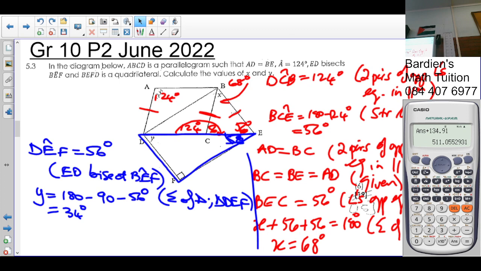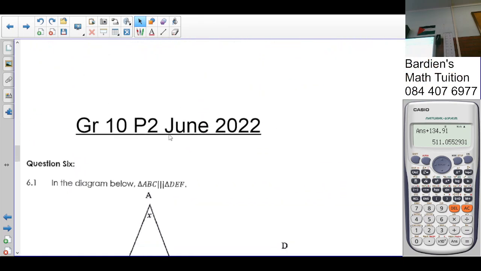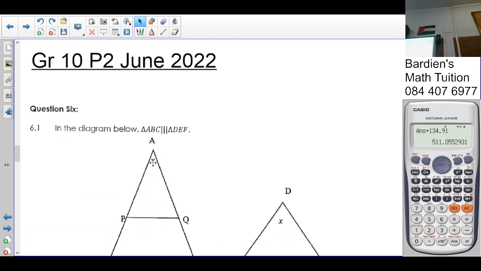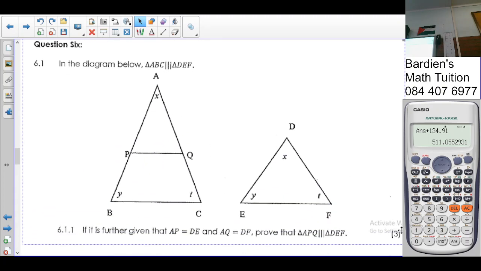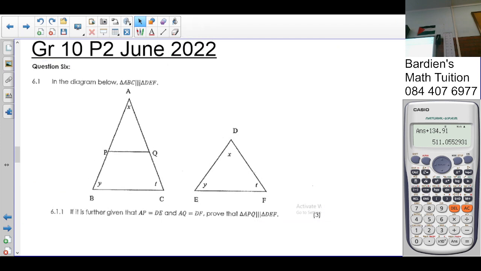Okay. This was a nice one, no? I like it. They must challenge us, otherwise we're going to tell everybody we do maths, but we don't do maths. You must do it. Okay. They must challenge us somehow or other.